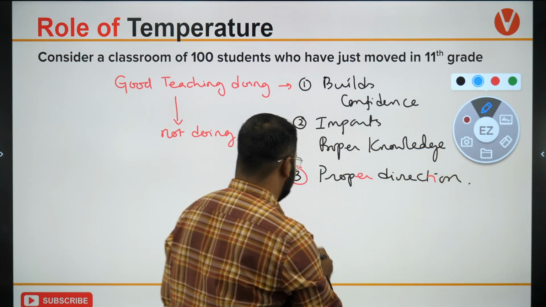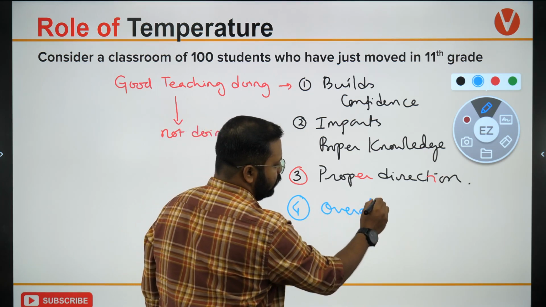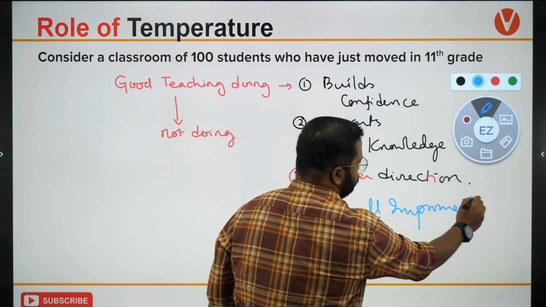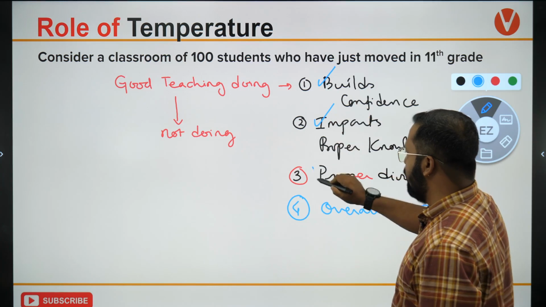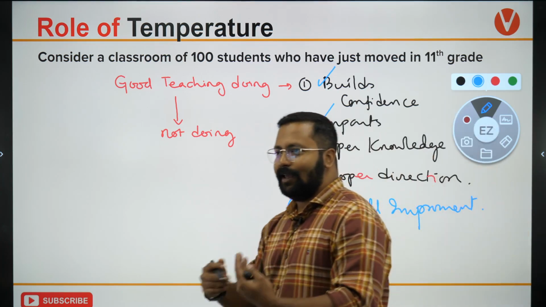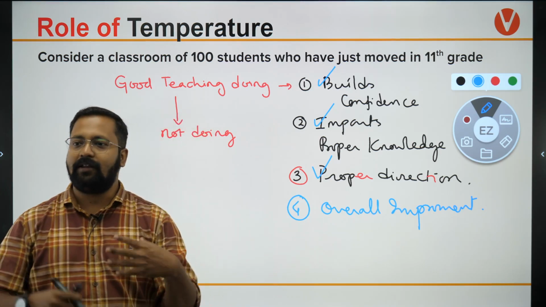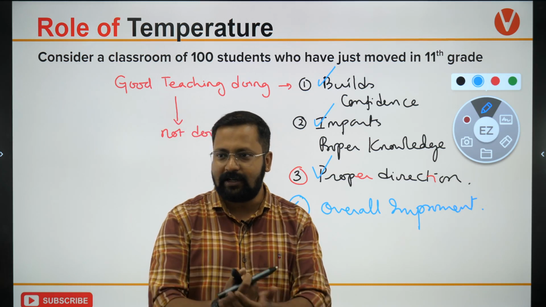And what he has done is overall improvement. Can I say this? When all these three things happen to a student, then the student has an overall improvement in his personality. Maybe like the results will also improve, isn't it?